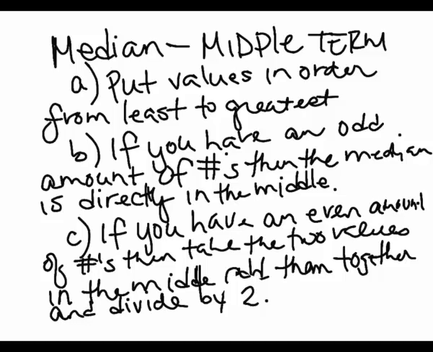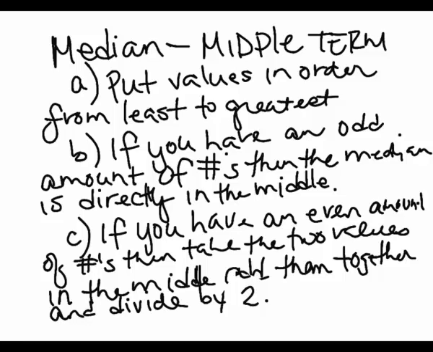Okay, to find the median, the middle term, the very first thing you want to do is put the values in order from least to greatest, okay? And so usually, unfortunately, we do most of the time give you our values out of order. So that's the very first thing you want to do. Then, if you have an odd amount of numbers, let's say if I give you 7 numbers or 15 numbers, then the median is the one that's directly in the middle. That one's not hard. But if you have an even amount of numbers, then you have to take the 2 values in the middle, add them together, and divide by 2 in order to get your median.